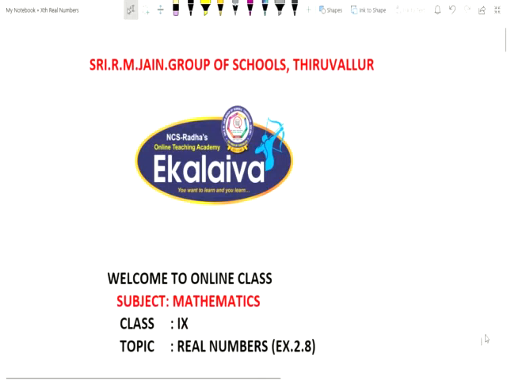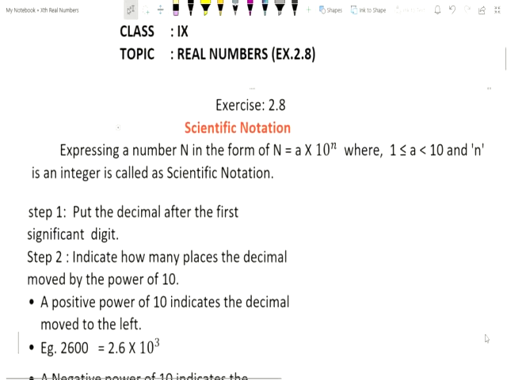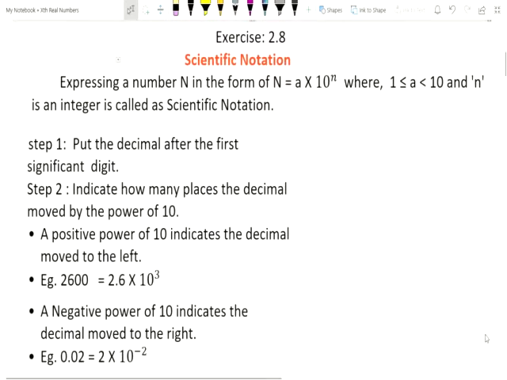In this we are going to learn scientific notation. See the general form. Expressing a number N in the form of N equals a into 10 power n, where a lies between 1 and 10, and n is an integer, is called scientific notation. The value lies between 1 and 10. You should include the 1, exclude the 10.